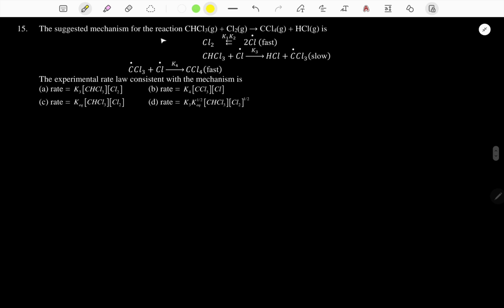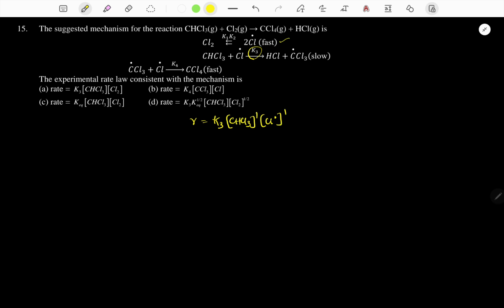The suggested mechanism for the reaction chloroform plus Cl2 gives CCl4 plus HCl. So Cl2 dissociates with K1, backward reaction constant K2, to 2 Cl radical. It is a fast reaction. Chloroform plus Cl radical, with rate constant K3, gives HCl plus CCl3, a slow reaction. According to the rate of reaction definition, the rate depends on the slow step. Therefore rate is equal to K3 into concentration of chloroform to the power 1, concentration of Cl radical to the power 1.